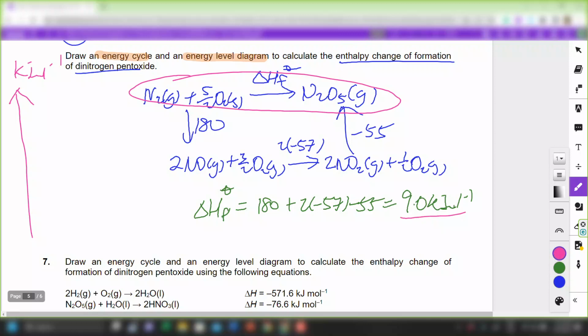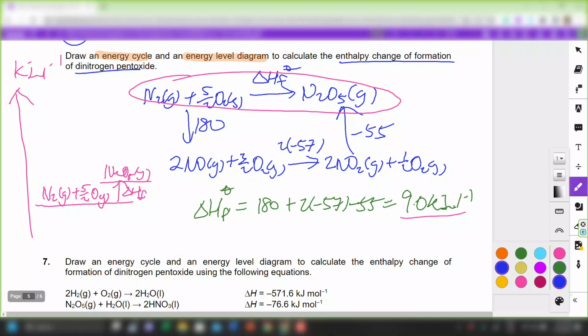In an actual exam, if you don't know if it's positive or negative, it doesn't really matter. In an energy level diagram, if it's endo, it should point up; if it's exo, it should point down. So if you accidentally point downwards, you do not need to redraw the energy level diagram. But in this case, since we know that it is going to be endo, I'm just going to point up. So 5/2 O2 gas, I'm just going to point up here. That would be the enthalpy change of formation, and that will be N2O5 gas.